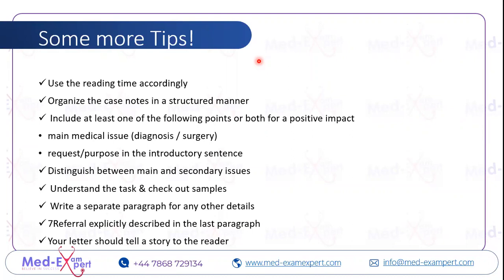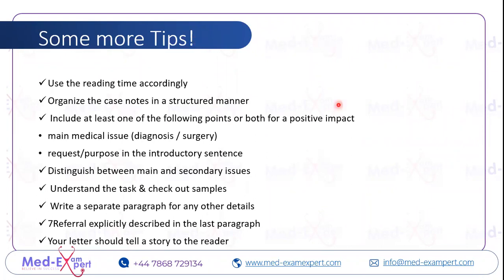So read as many samples as you can to get more ideas on how you can arrange the different types of case notes. Understand the task properly, write a separate paragraph for any other details. So that means if there is history, write the history separately. If there is present complaint, keep that separate. Referral explicitly described in the last paragraph. That means whatever your purpose of writing is, you have to again describe it in the last paragraph.